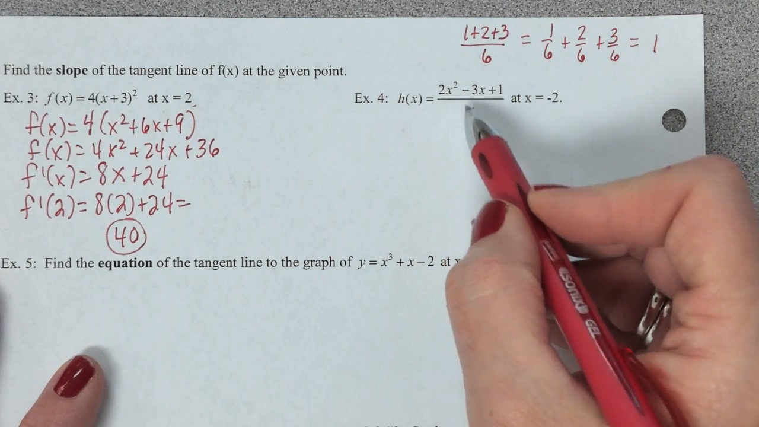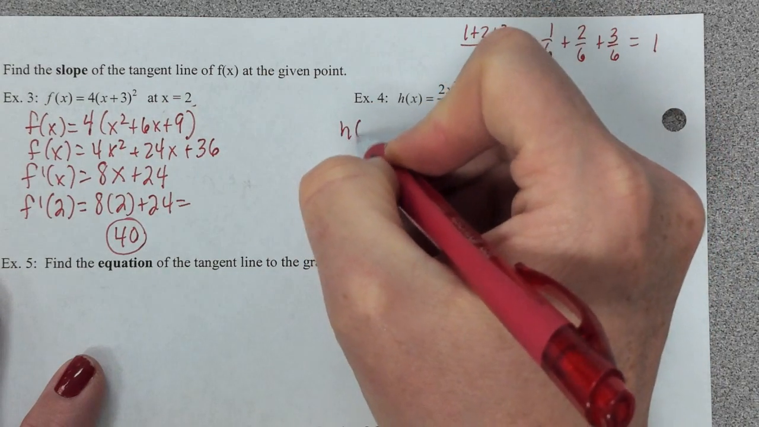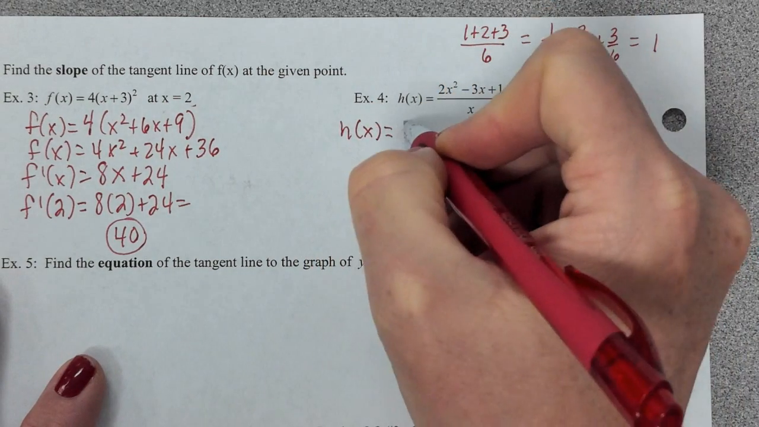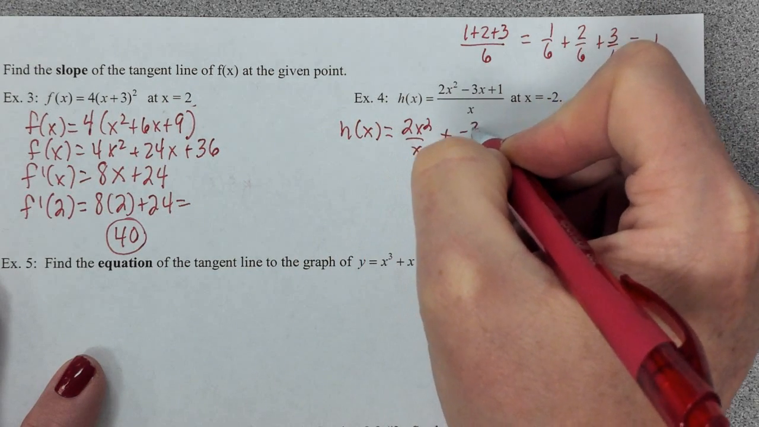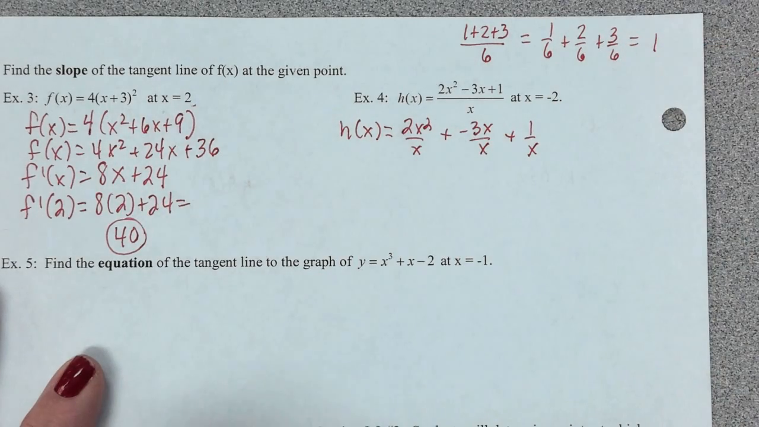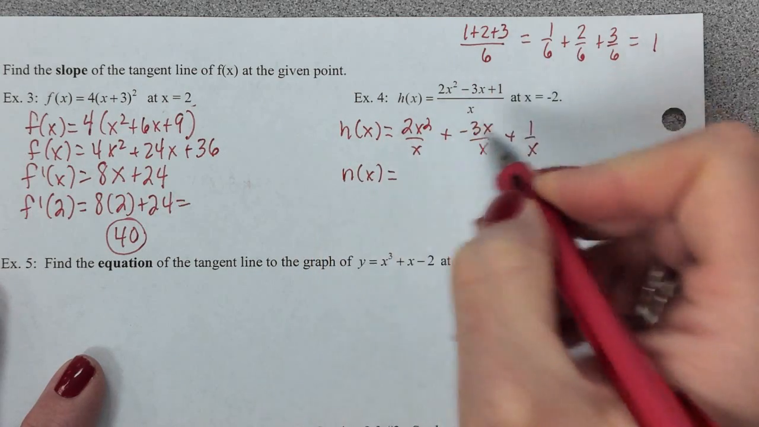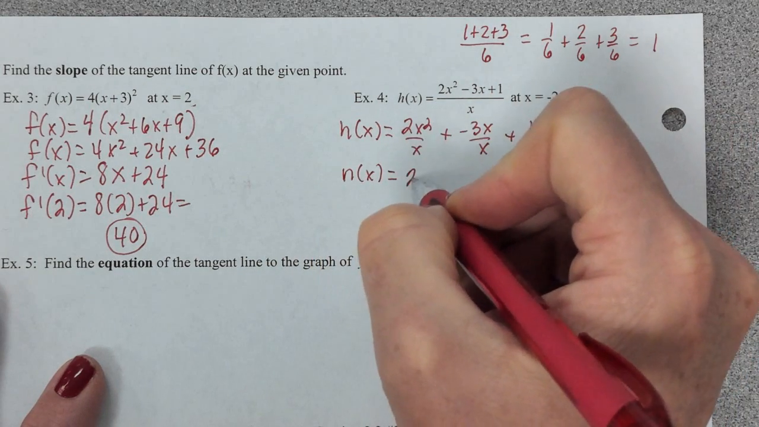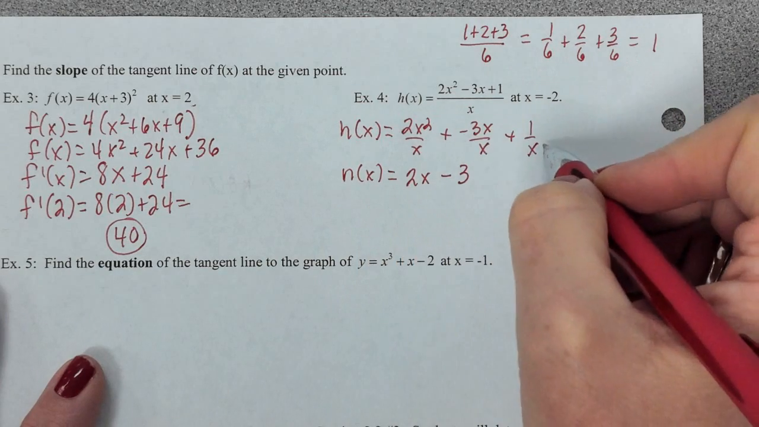We have to put this term over x, that term over x, and that one. So we're going to have h of x equals 2x squared over x minus 3x over x plus 1 over x. I'm going to simplify that before I take the derivative. 2x squared over x is 2x. Negative 3x over x is negative 3.